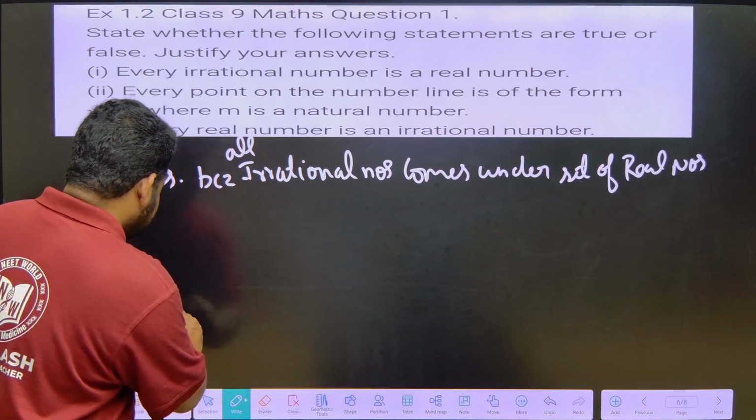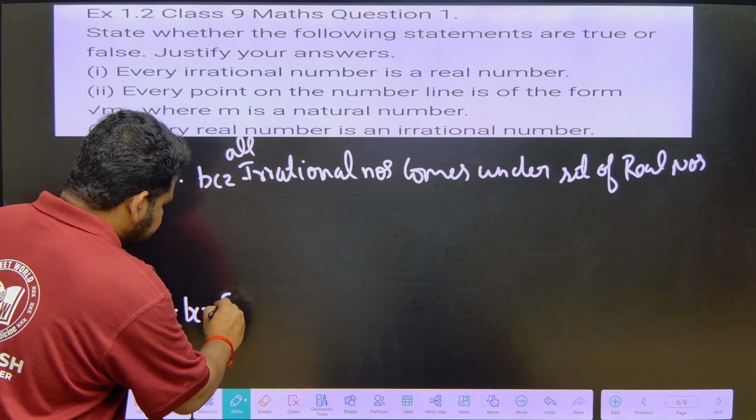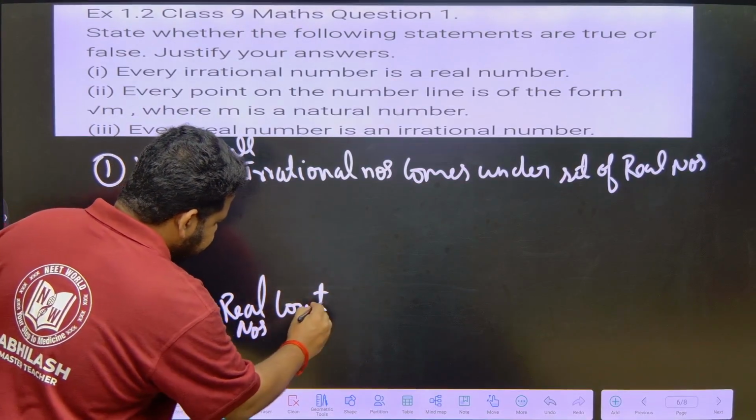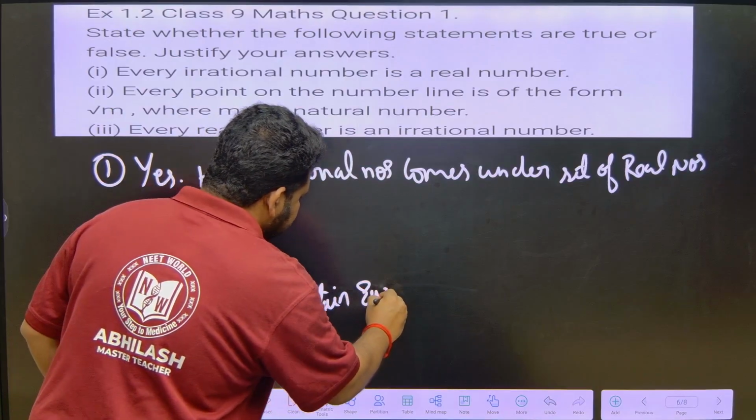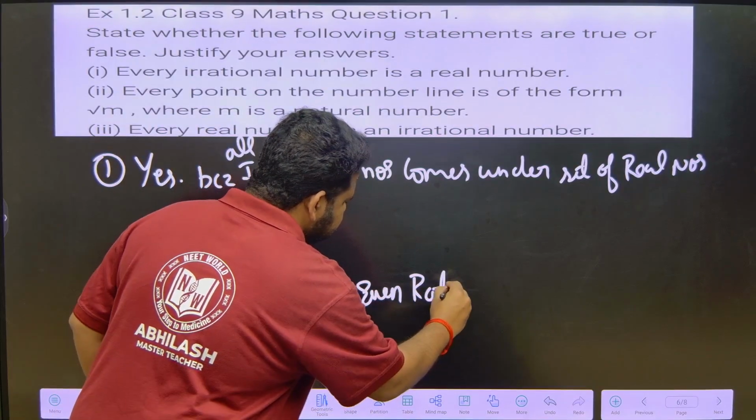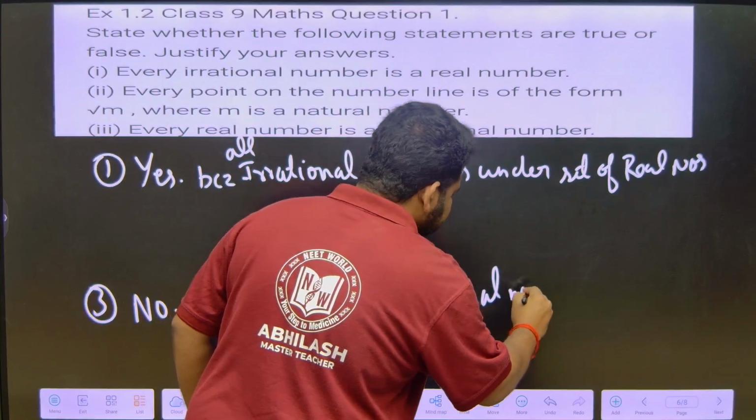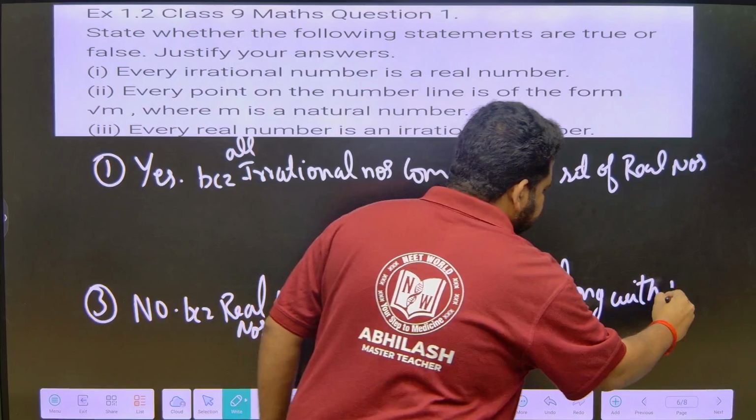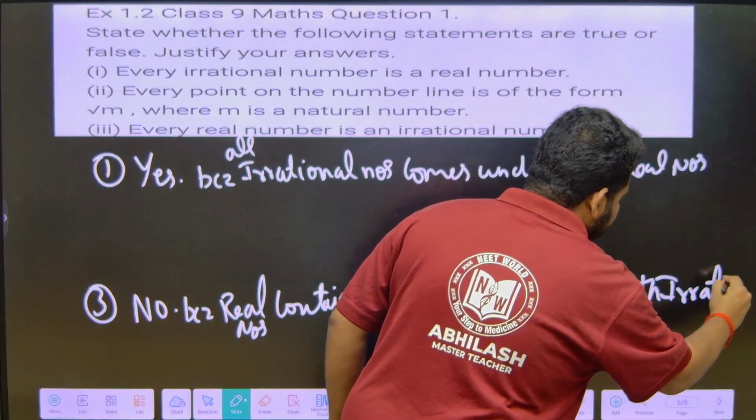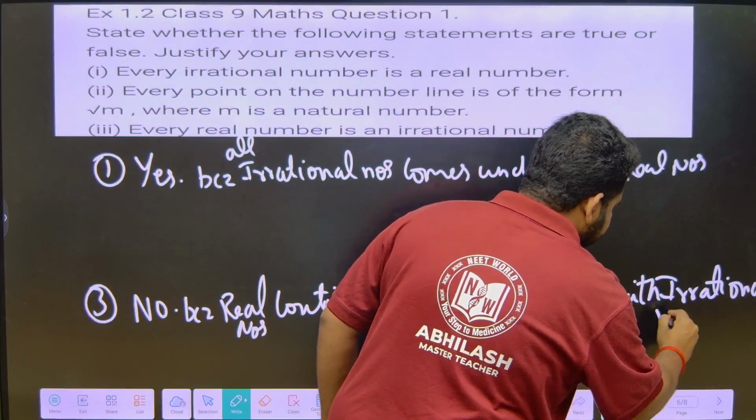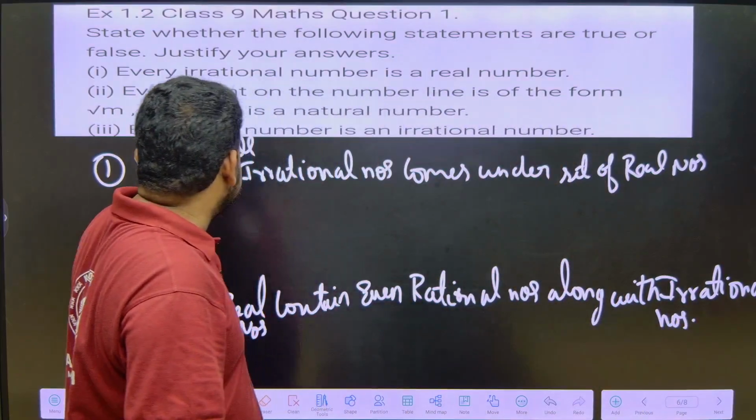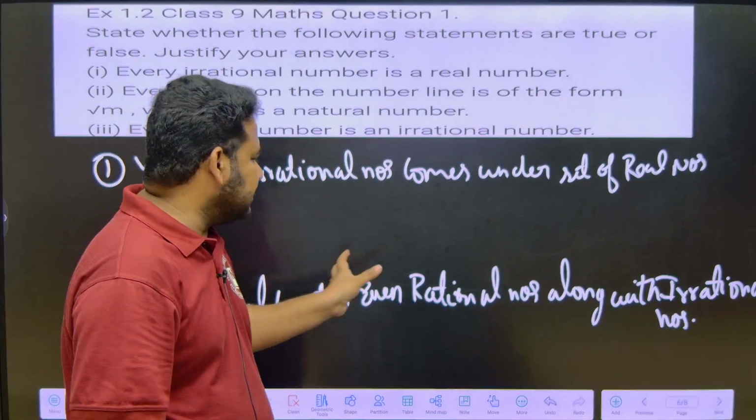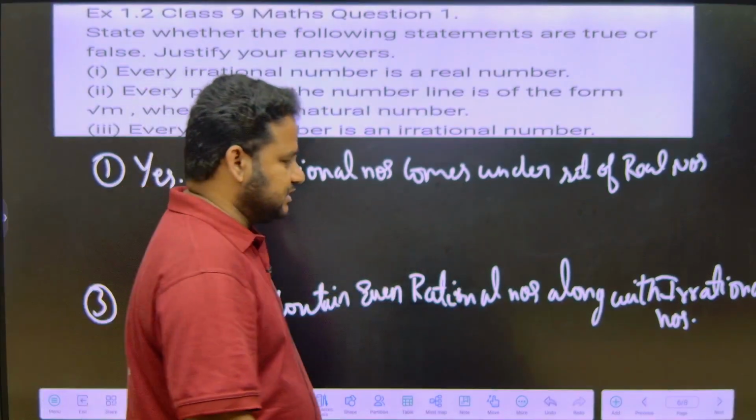Because real numbers contain even rational numbers along with irrational numbers. Every real number is an irrational number, it need not be true, because real numbers also contain rational numbers along with irrational numbers. That is what we saw here.